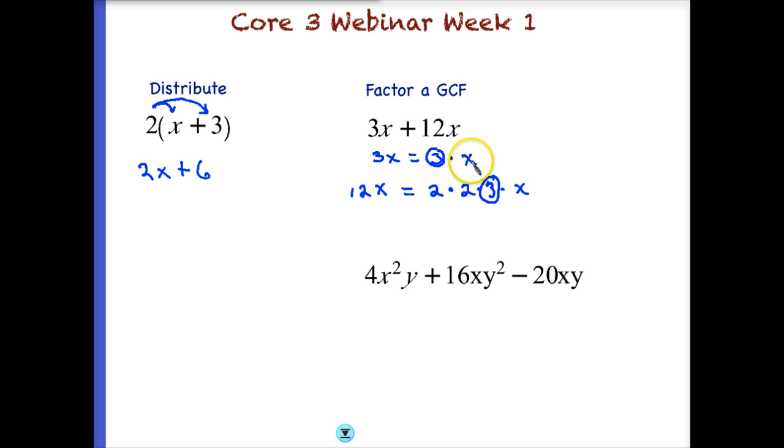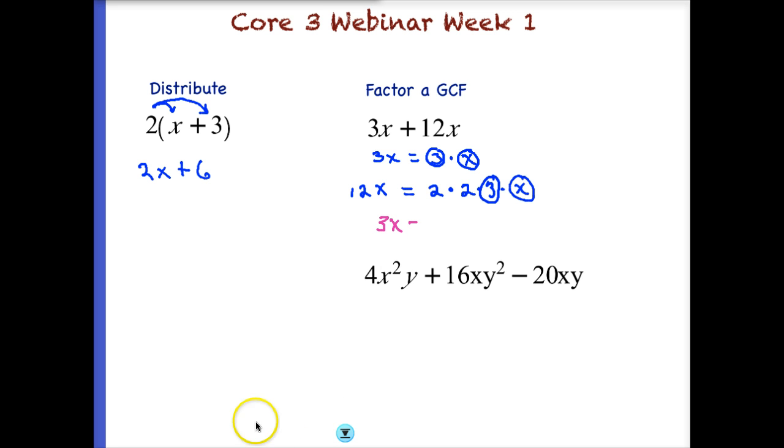So then I look at the next variable, x. Do I have an x in the bottom one? I do. So I'm going to circle the x. Okay. So whatever I circle actually becomes my greatest common factor. So I circled a 3 and an x. So the 3 and the x are my greatest common factors. And then all I have to do is write what's left.